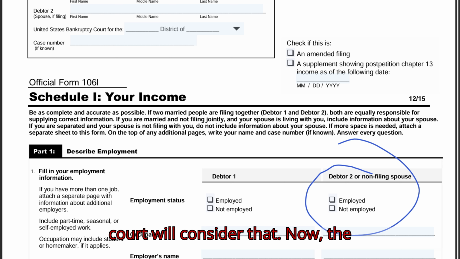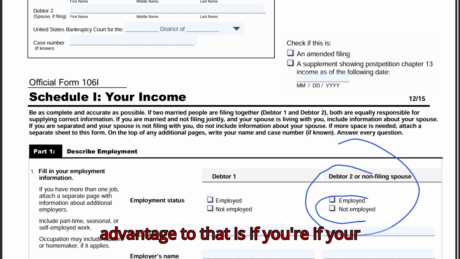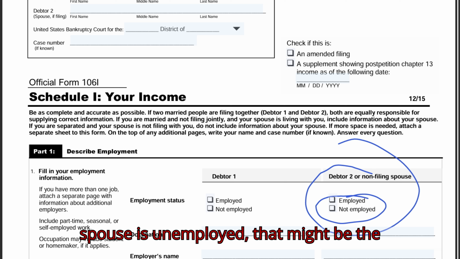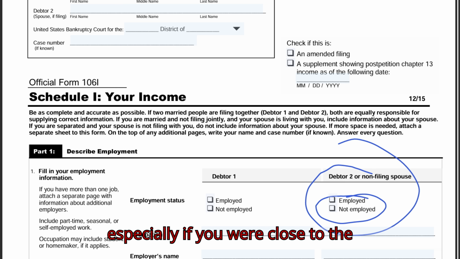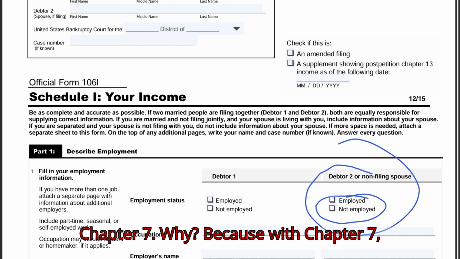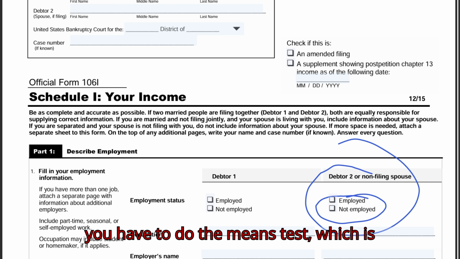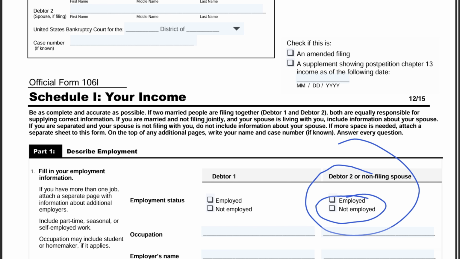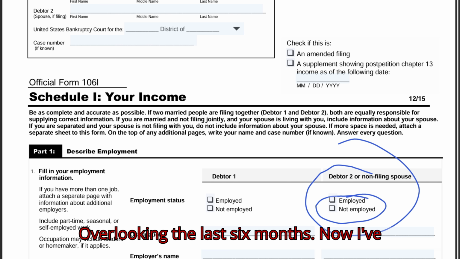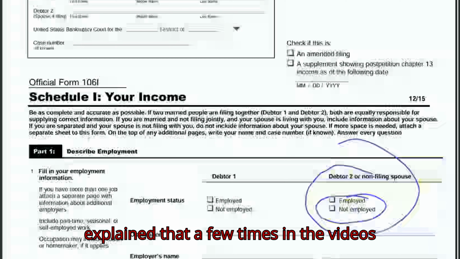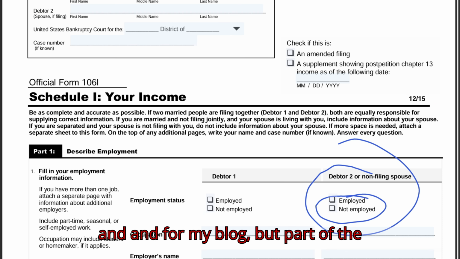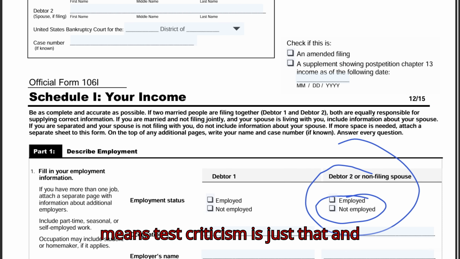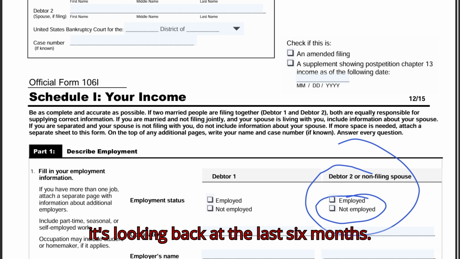Now, the advantage to that is if your spouse is unemployed, that might be the best time to file for bankruptcy, especially if you were close to the Chapter 7. Why? Because with Chapter 7, you have to do the means test, which is the average income in your state over the last 6 months. Now, I've explained that a few times in the videos and on my blog, but part of the means test criticism is just that it's looking back at the last 6 months.